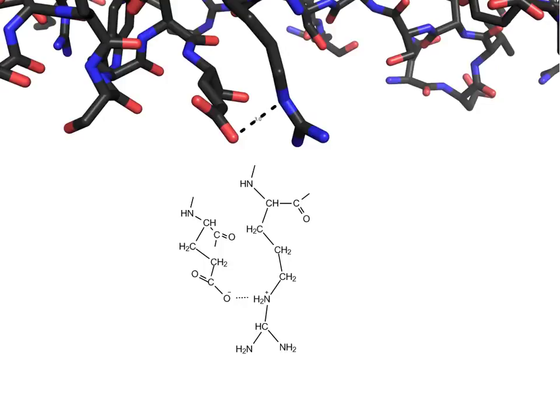Now that probably doesn't look very different from the hydrogen bonds you saw earlier, but if we look back at the structure we can see that actually each of these atoms is charged, and they have opposite charges. So this must be an ionic bond. This is a very strong type of non-covalent bond.